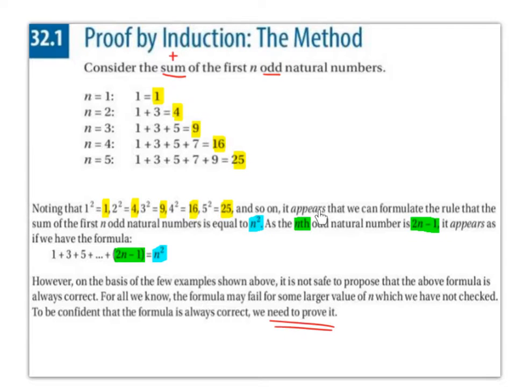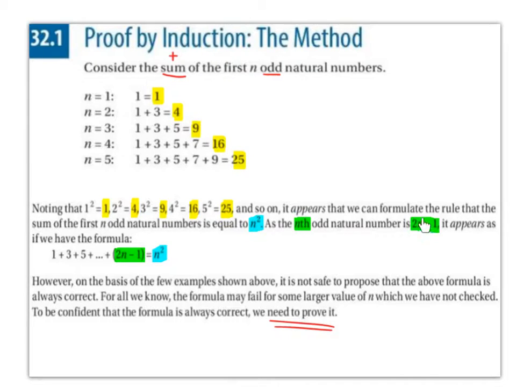It appears, so it looks like, that we can formulate the rule that the sum of the first n odd natural numbers is equal to n squared. As the nth odd natural number is 2n minus 1, it appears as if we have the formula 1 plus 3 plus 5 plus dot dot dot plus 2n minus 1 equals n squared.